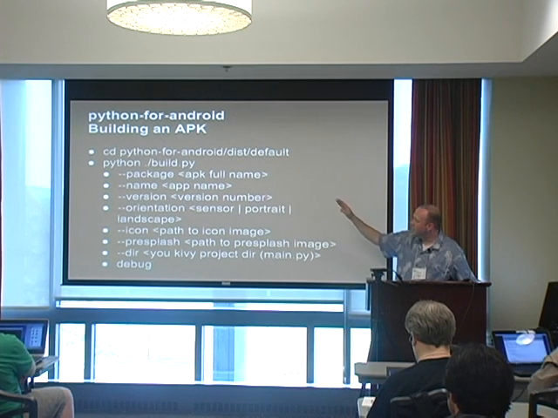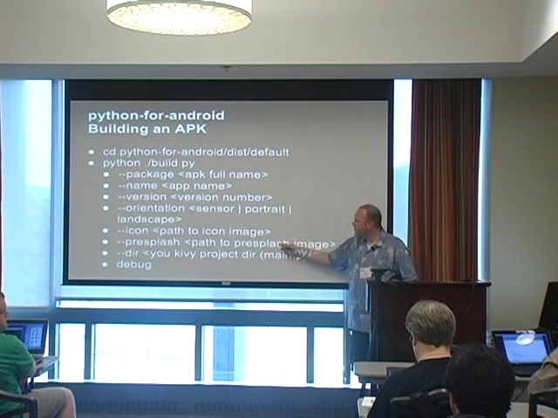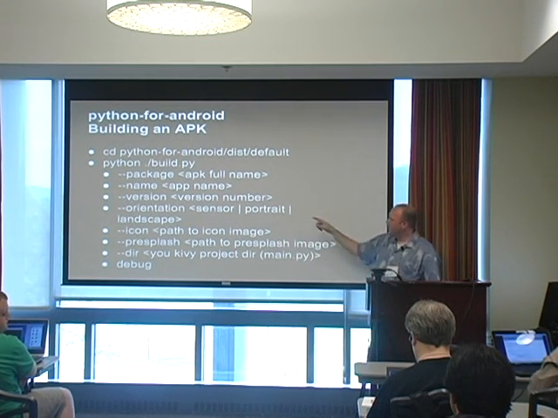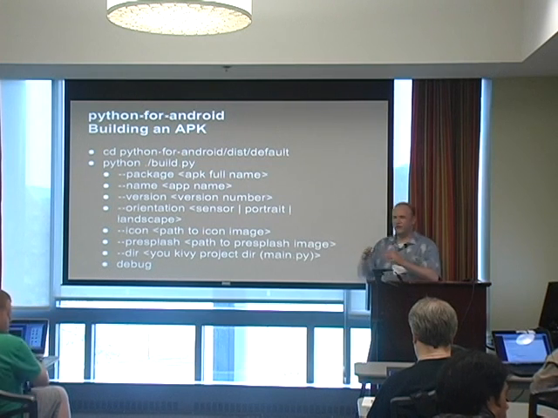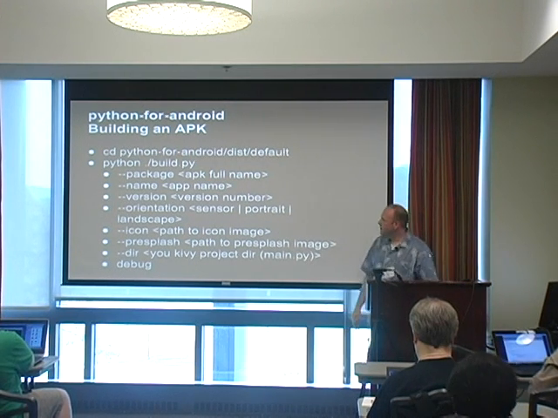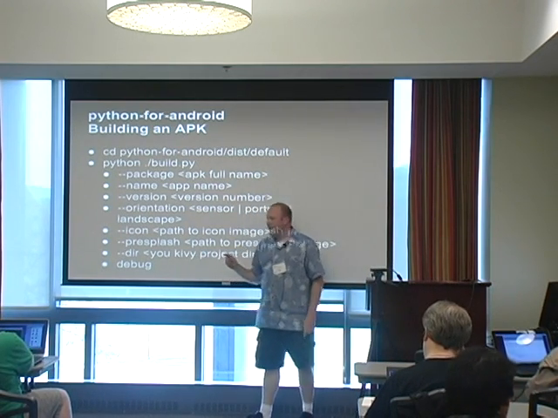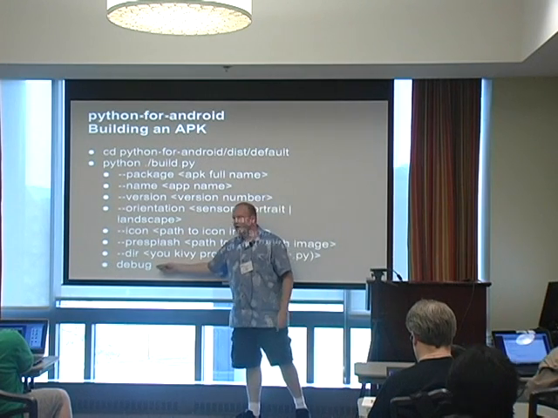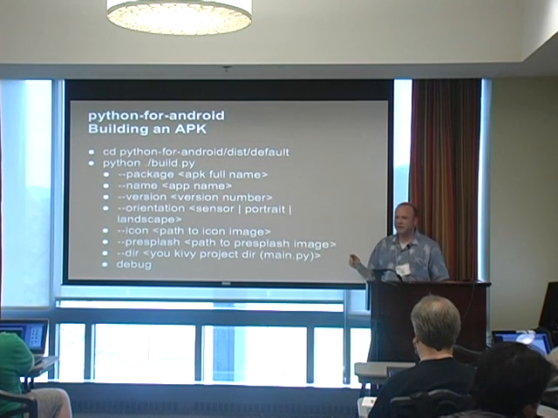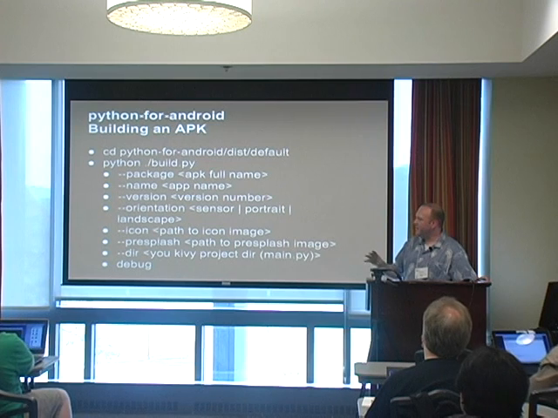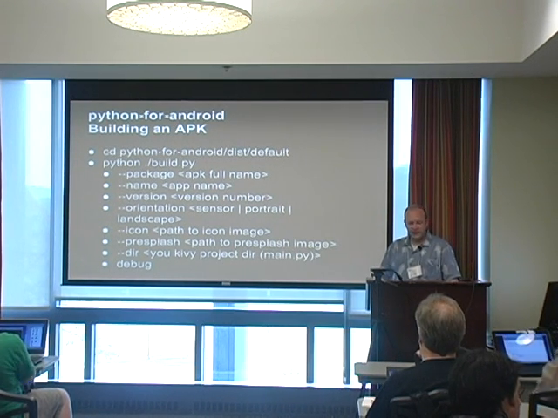So you have to specify all these options on the command line. And you don't have to do all of them. Like you can leave out icon, pre-splash. I don't know what orientation defaults to, but you can leave it out. And you get a default Kivy pre-splash and icon. And then when you create an APK, you have to specify debug or release. So we're just going to do debug here. Release has a few more options, like you need your signing key and all that fun stuff that a regular Android application needs when you create it.